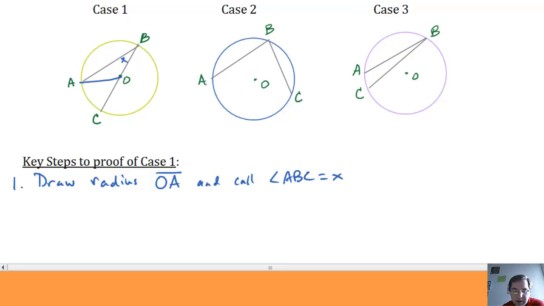So now I know angle A is also going to be x. Why is angle A going to be x if angle B is x? Because the radii of the circle are equal in length. So this triangle we have here is an isosceles triangle. So by the isosceles triangle theorem, those angles are equal since the sides opposite them are equal. Okay, so angle A is x.